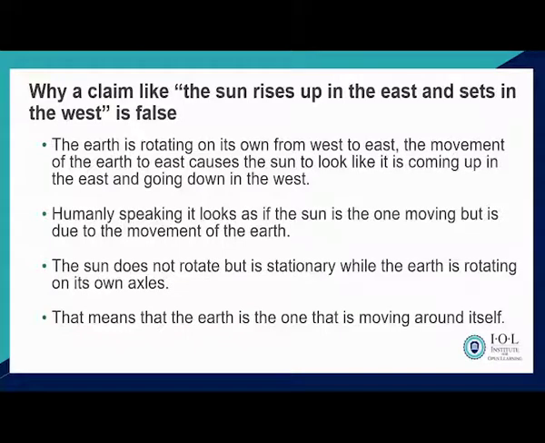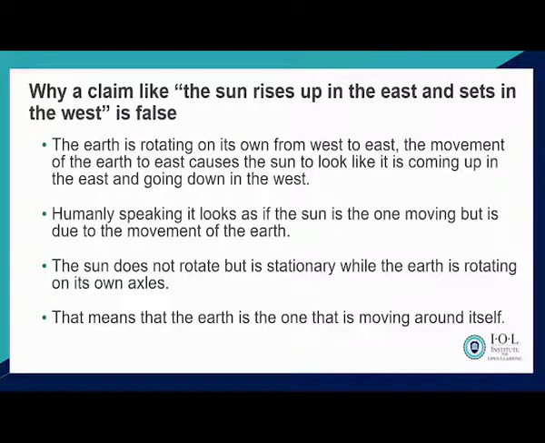The movement of the Earth to the east causes the sun to look like it's coming up in the east and going down in the west. But in reality, the sun does not move at all. It's just where it is. So what causes it to look like it's coming up in the east and going down in the west? It's actually the rotation of the Earth.